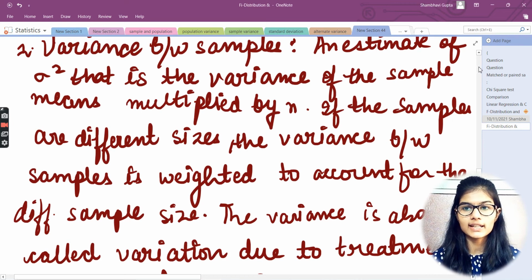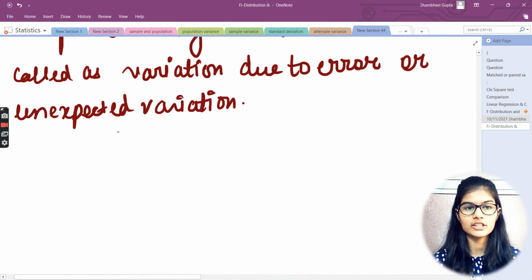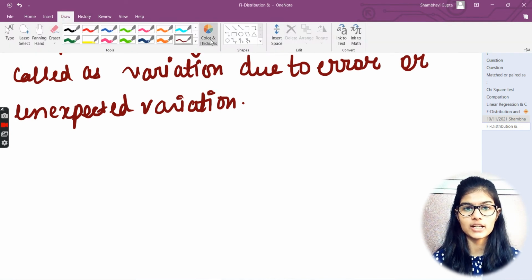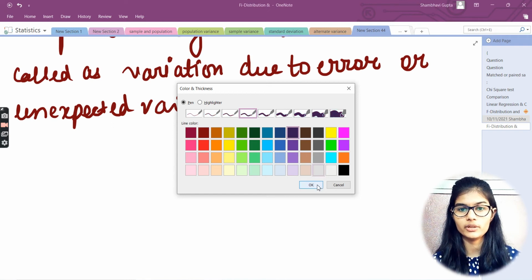So now, after studying these different types of estimation, I'll be taking you towards the next topic, a further topic on this particular subject. Right, so I'm going to take out a different color here so that it separates the previous and the new lectures. So here we go.